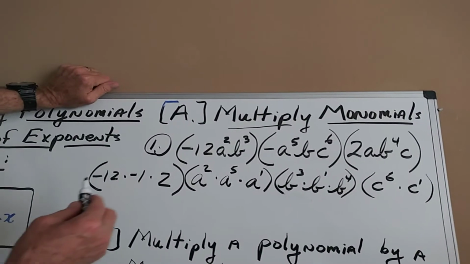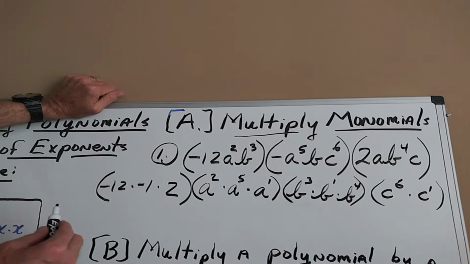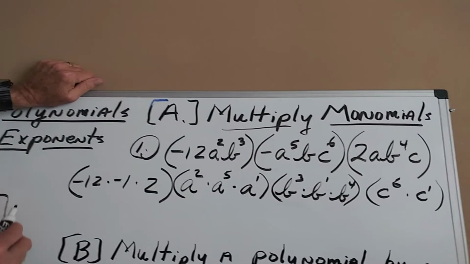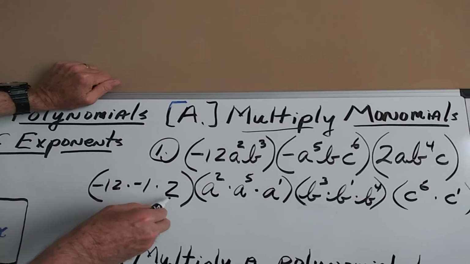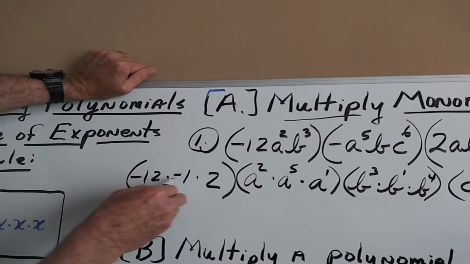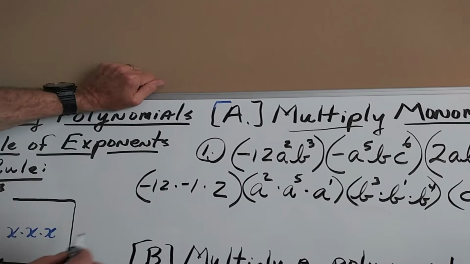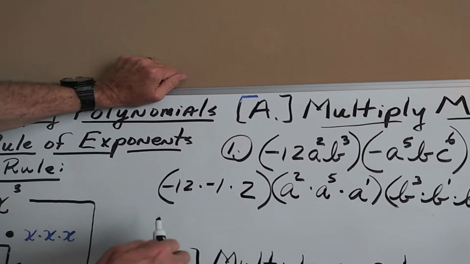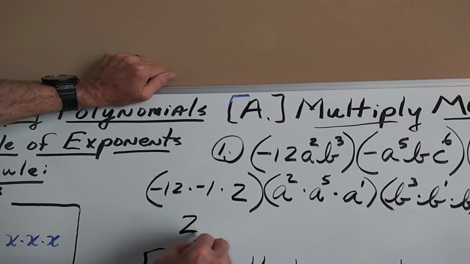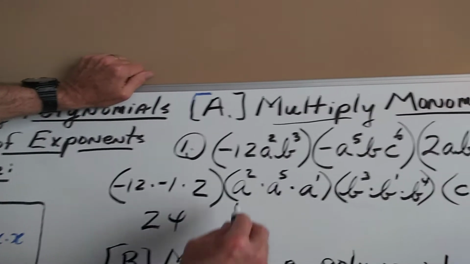and I think it'll be more evident and easier to see what the answer is going to be because we have grouped -12 times -1 times +2. There's an even number of negative factors. The coefficient must be positive. -12 times -1 is 12, and 12 times 2 is 24.